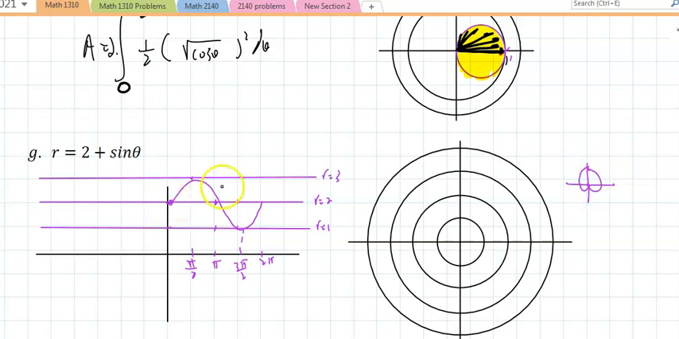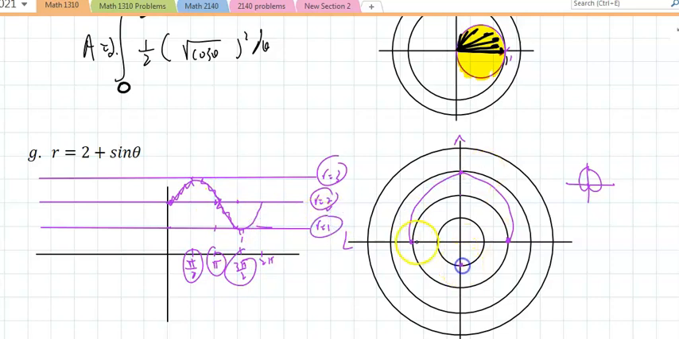At 0, I am at 2. It increases. By the time I hit pi over 3, I am at 3. It decreases back. By the time I hit pi, I am at 2 again. Oops, let me make it smooth. It keeps on decreasing. By the time I hit 3 pi over 2, I am at 1. So the graph looks something like this. Well, I want to find this area.